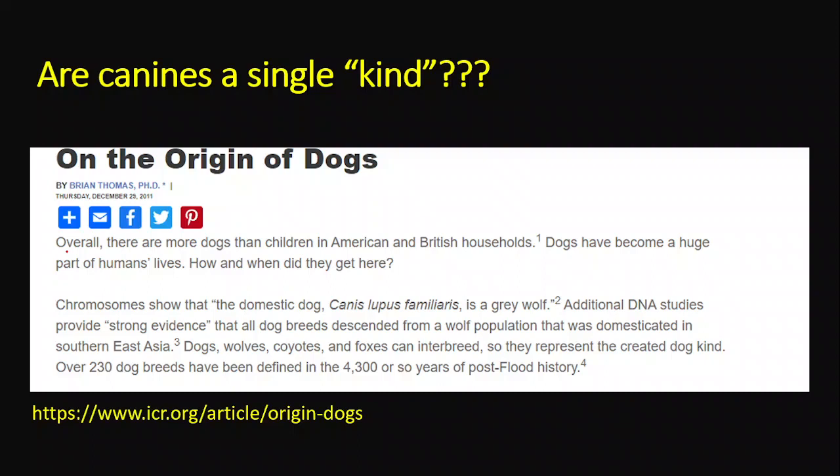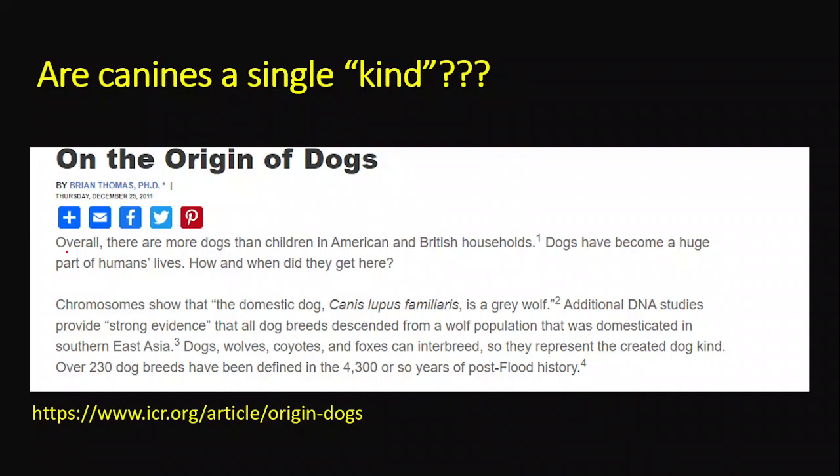I've tried looking through the Institute for Creation Research literature about how they respond to what a dog kind is. I've heard talks by ICR speakers, and they usually talk about dogs and dog breeds, and less so about canines overall. But every time they do mention canines, here's a quick example: chromosomes show that the domesticated dog, Canis lupus familiaris, is a gray wolf. Additional DNA studies provide strong evidence that all dog breeds descended from a wolf population that was domesticated in Southeast Asia. All right, so they're saying yes, they share a common ancestor.